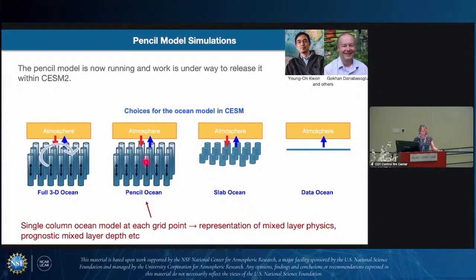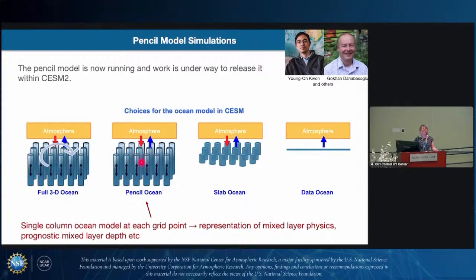The pencil model is a step up in complexity. It's basically a single column ocean model at every grid point, so you have the mixed layer physics represented. One of the things you need to do with the slab ocean is prescribe the mixed layer depth, and in this pencil model, you don't have to do that. It's prognostic. And then there are terms that make the large-scale circulation in the ocean be realistic, and there's also a bit of restoring of salinity and upper-level velocities to keep it stable.